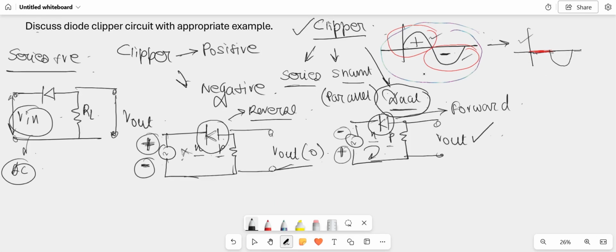Okay. Now if we want to do the opposite thing, keep the positive half cycle and reject, or clip, the negative half cycle, what do we use? We will use a series negative clipper. So let us draw the series negative clipper. At first, let us remove this.